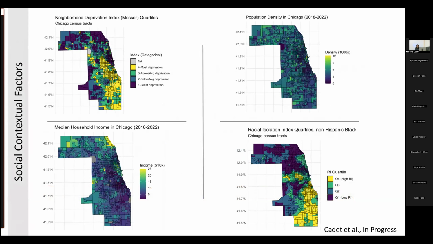And for the social contextual factors within our model, we included neighborhood deprivation, population density, median household income, as well as racial isolation index, particularly Black isolation index. And so here, if you look at, for example, just the neighborhood deprivation as well as the Black isolation index, we see the distribution of these factors. And you can notice that in the areas where you see higher racial isolation, we also see more of the yellow, which indicates the most deprived census tracts as well.